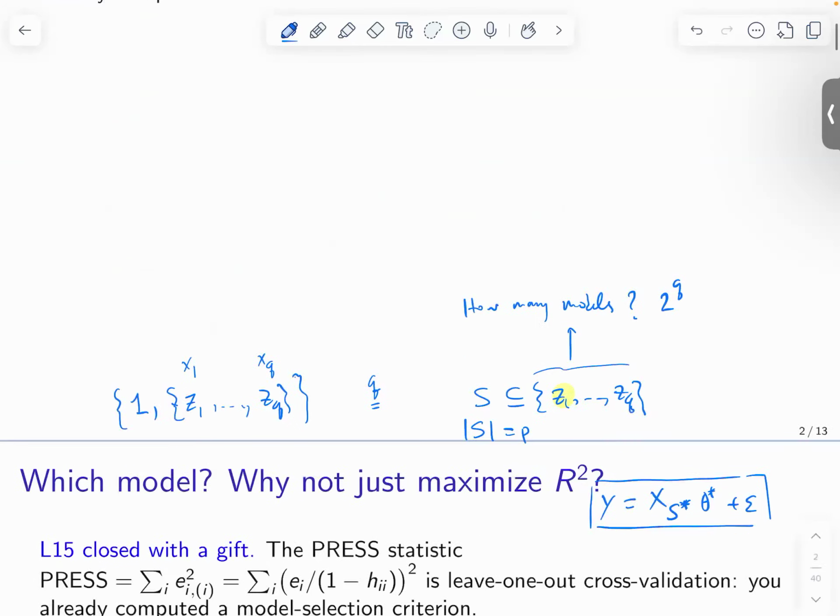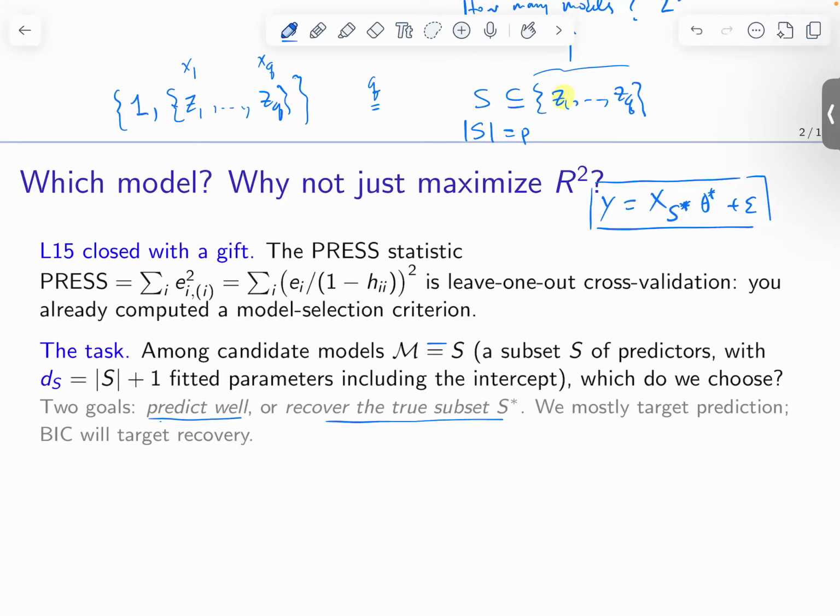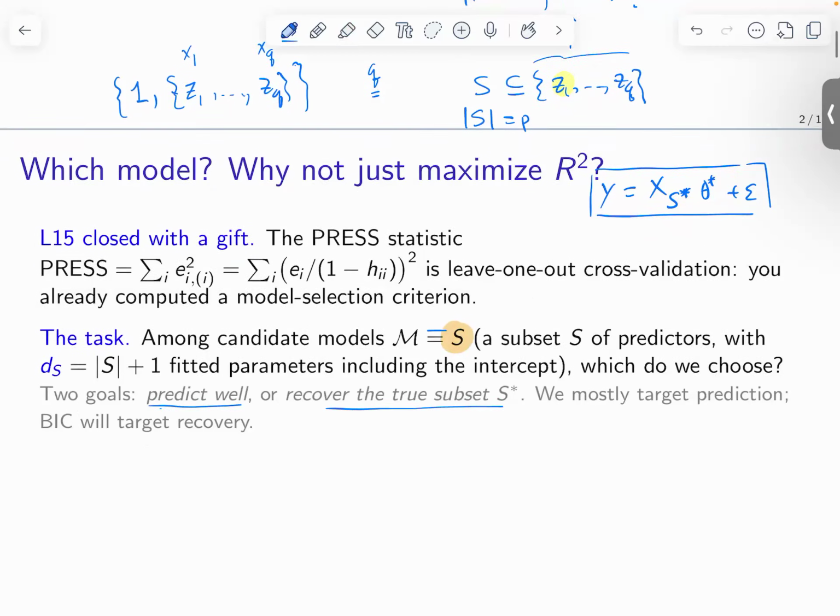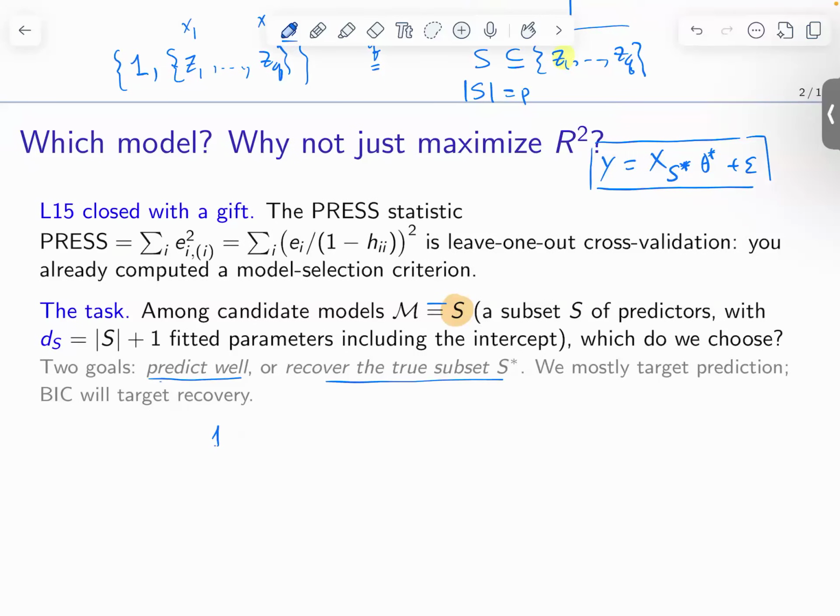I'll tell you about the first piece, but the task is this. I have a candidate collection of models, which in this case we think of as subsets. So what we really have is the indicator for the intercept, and then a collection we call Z1 up to ZQ. These are centered covariates. You can call them X1 up to XQ if you want. There's a homework problem that tries to convince you that centering doesn't change things much and it's cleaner.